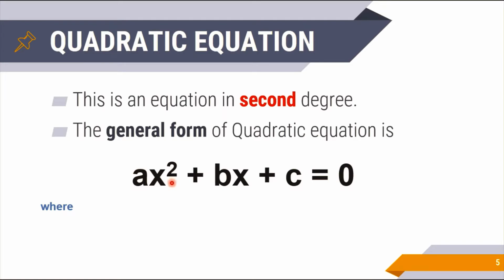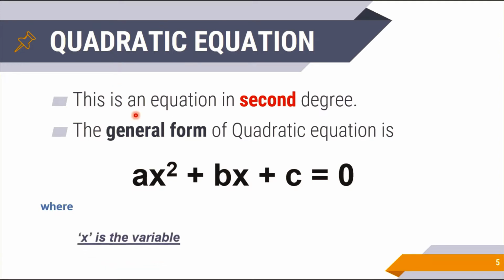When we say general form of quadratic equations, lahat ng terms na meron tayo sa equations ay nakalagay sa isang side ng equations. And when we say second degree, the highest exponent present in the equation is 2. Kapag ang highest exponent sa isang equation ay 3, hindi na siya matatawag na quadratic equations.